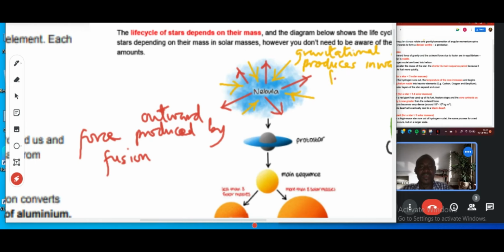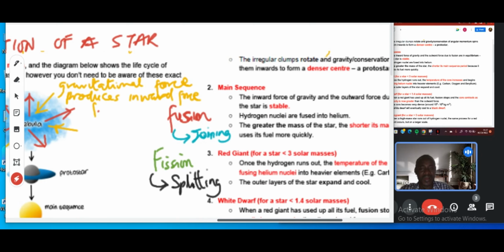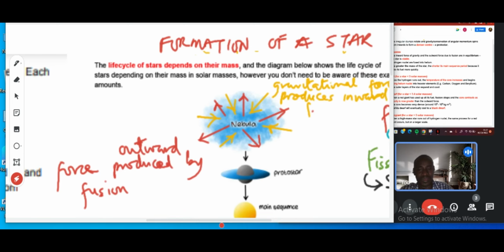Remember, we are talking about the sequence or formation of stars. It follows a sequence. The starting point is what? Nebula. Okay. The gravitational force is the one that acts first. And when it's crossed, heat and pressure cause fusion to start taking place. Fusion is basically the joining of two smaller nuclei.